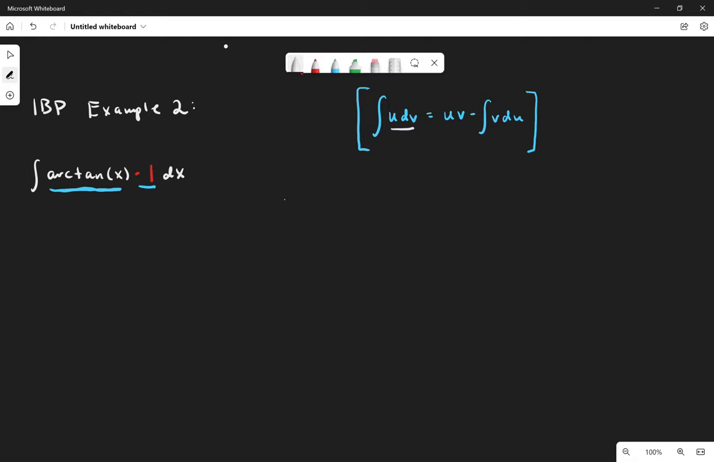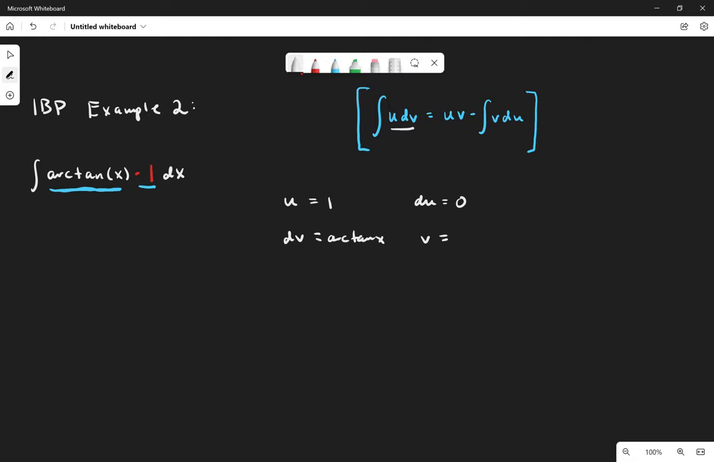So what do I need to pick as my u and my dv? Well, if I picked 1 as u, then that would make du equal to 0, which would make this entire integral on the right-hand side of the formula 0. That wouldn't help us at all. That gets rid of way too much. Furthermore, if I make dv arctan x, then I have to integrate this to get v.